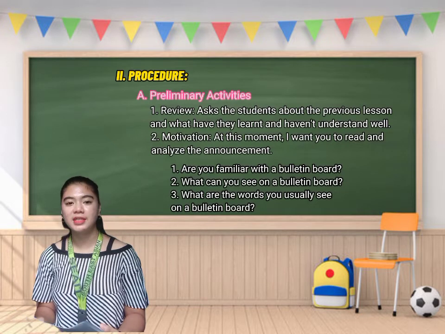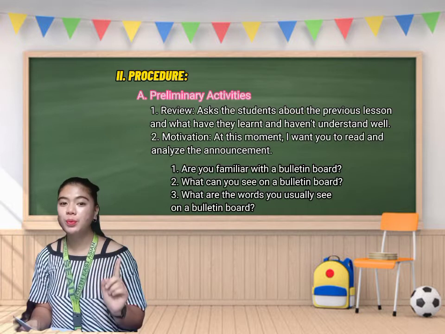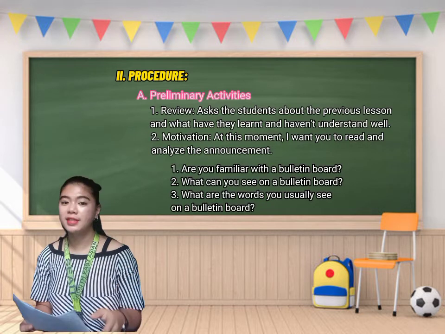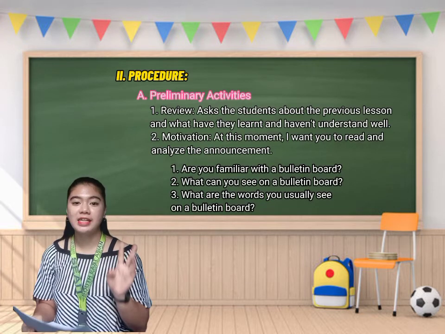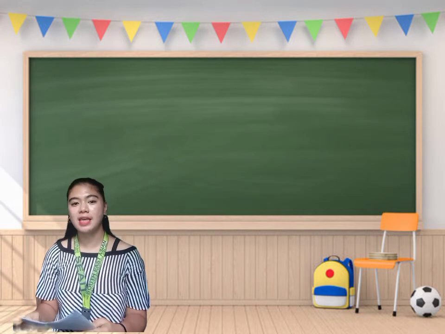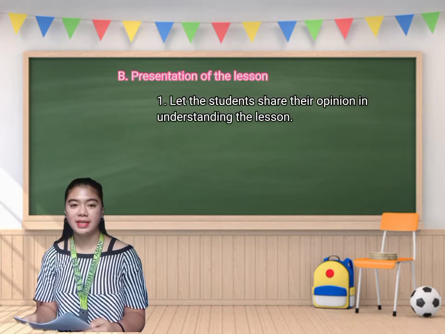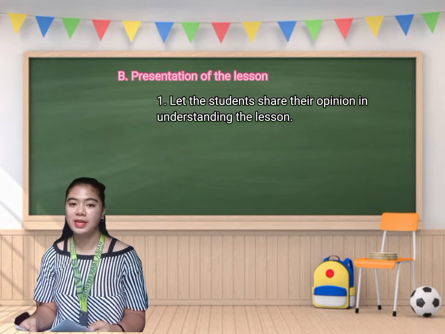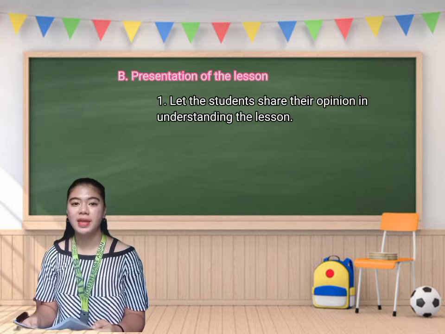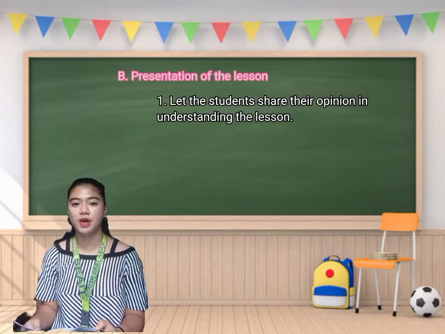So at this moment, I let my students read and analyze the announcement questions. Number 1, are you familiar with the bulletin board? Number 2, what can you see on the bulletin board? And 3, what are the words you usually see on a bulletin board? Next is the presentation of the lesson. After letting them read and analyze the questions, I will let the students share their opinions and understanding about the lesson. And upon hearing their thoughts, the teacher will give feedback towards the direction of the lesson.